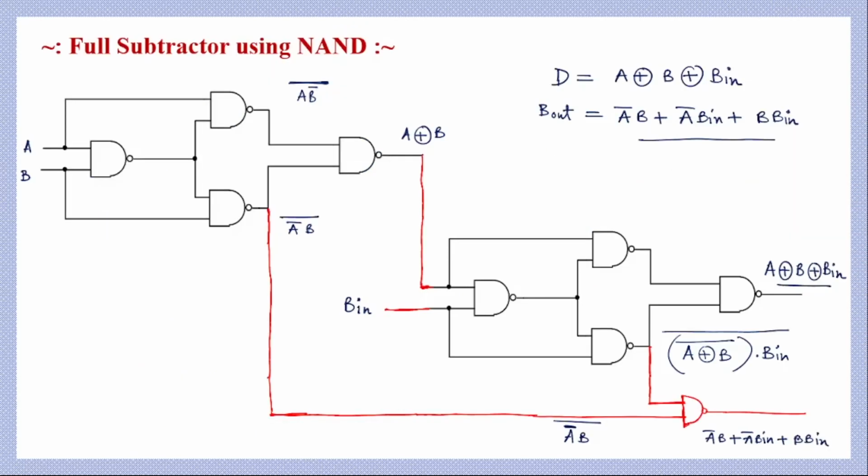That means we can say that the output of this NAND gate will be the borrow output of a full subtractor. So this is the way we can design or implement a full subtractor using the minimum number of NAND gates. And how many NAND gates have we used here? A total of 9 NAND gates. So to design a half subtractor we need 5 NAND gates, and to design a full subtractor we need 9 NAND gates in total.